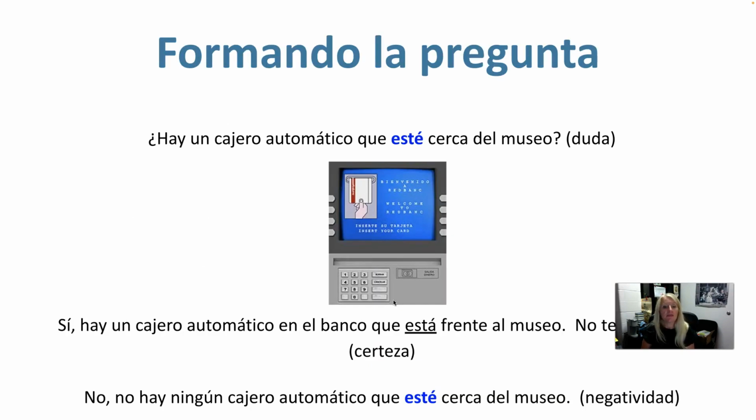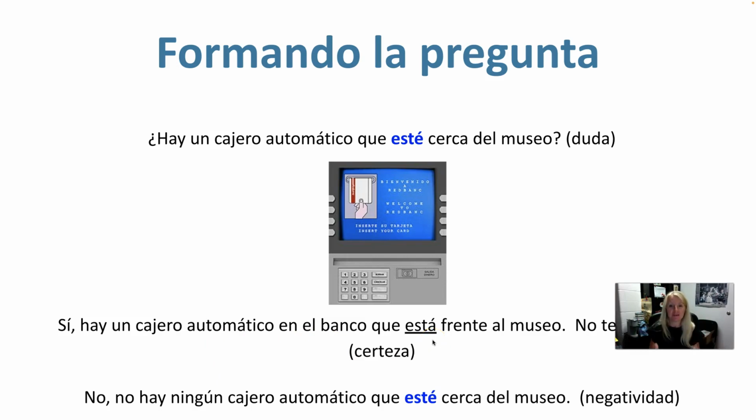Bien? Pay attention to making questions when keeping in mind this nuance of subjuntivo. ¿Hay un cajero automático que esté cerca del museo? Is there an automatic teller, an ATM, that is near the museum, that might be near the museum? There's all this doubt involved. We don't know if we'll find one or not. If I answer yes, sí, hay un cajero automático en el banco que está frente al museo. No te preocupes. Yes, there is an ATM at the bank that is across from the museum.